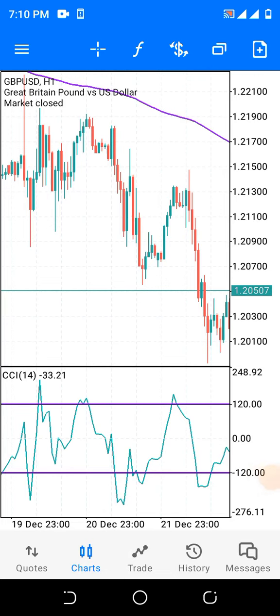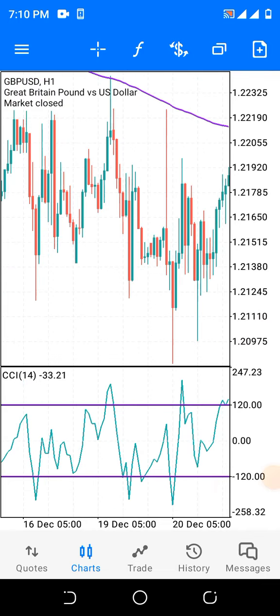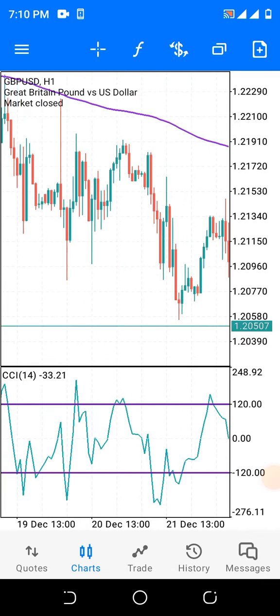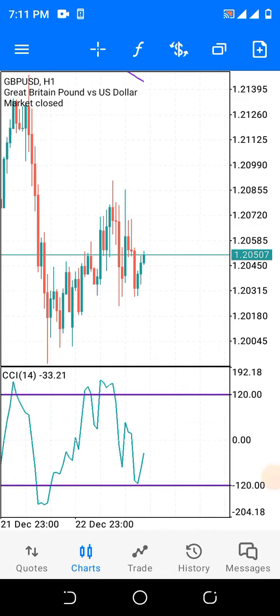Welcome guys, let me show you the best way to trade any type of market and make consistent profits. Now what you need is two indicators, moving average and CCI indicator, that is commodity channel index indicator. These are the two indicators you need to trade any market at all.